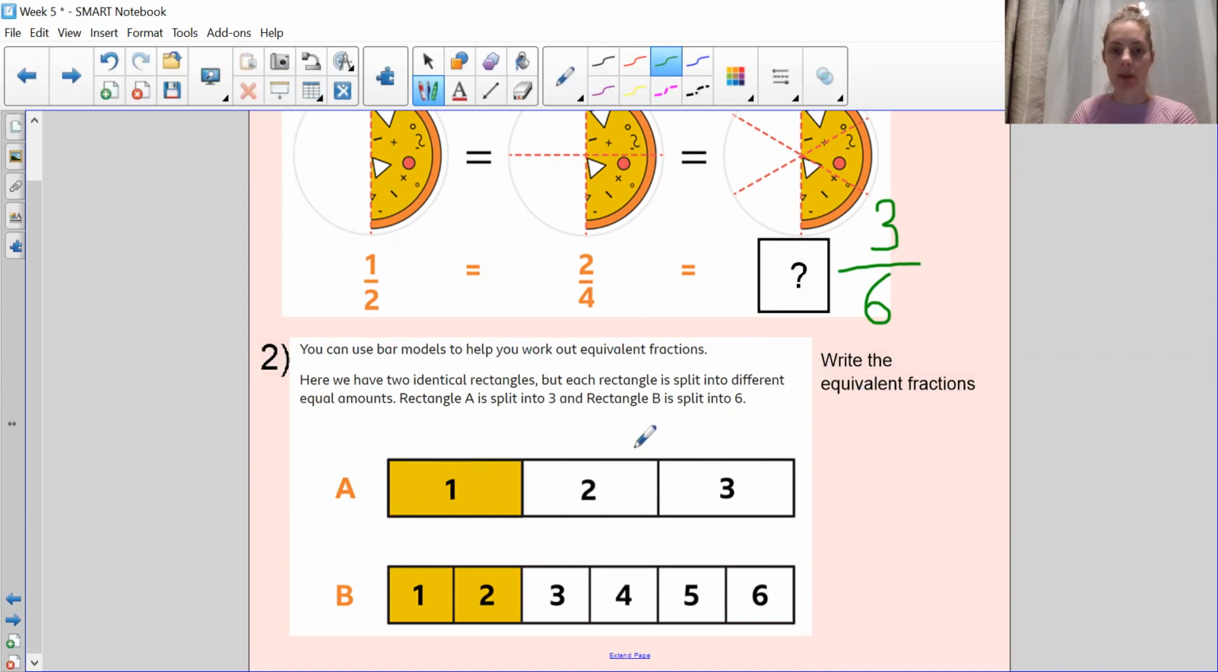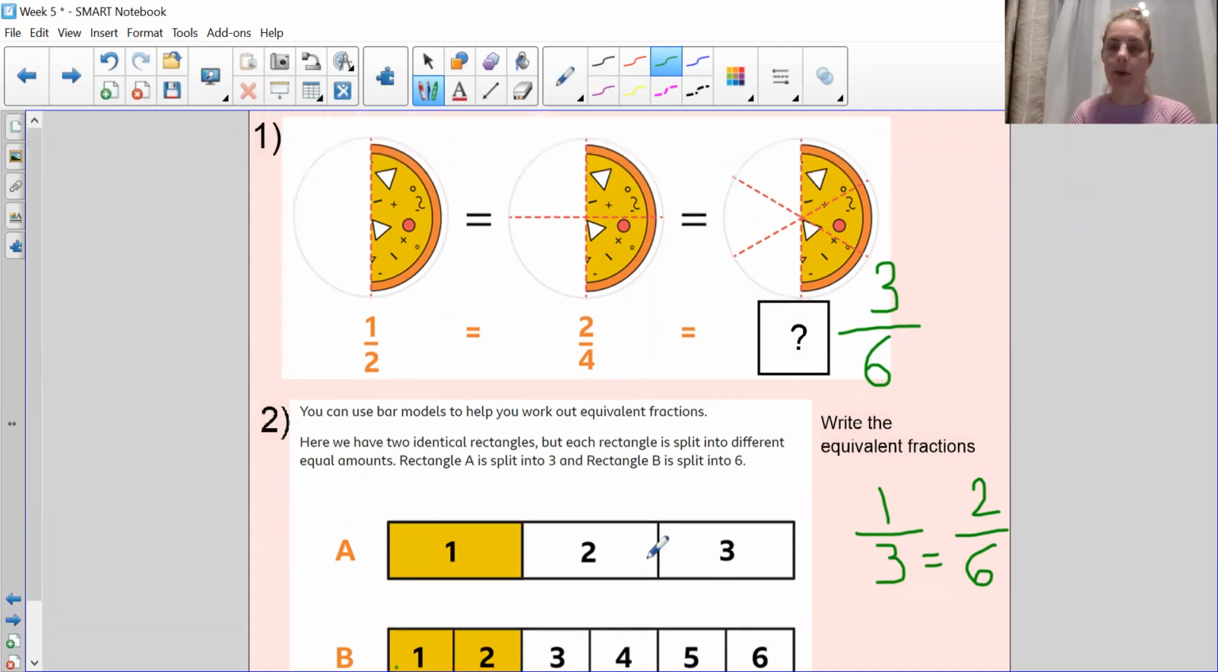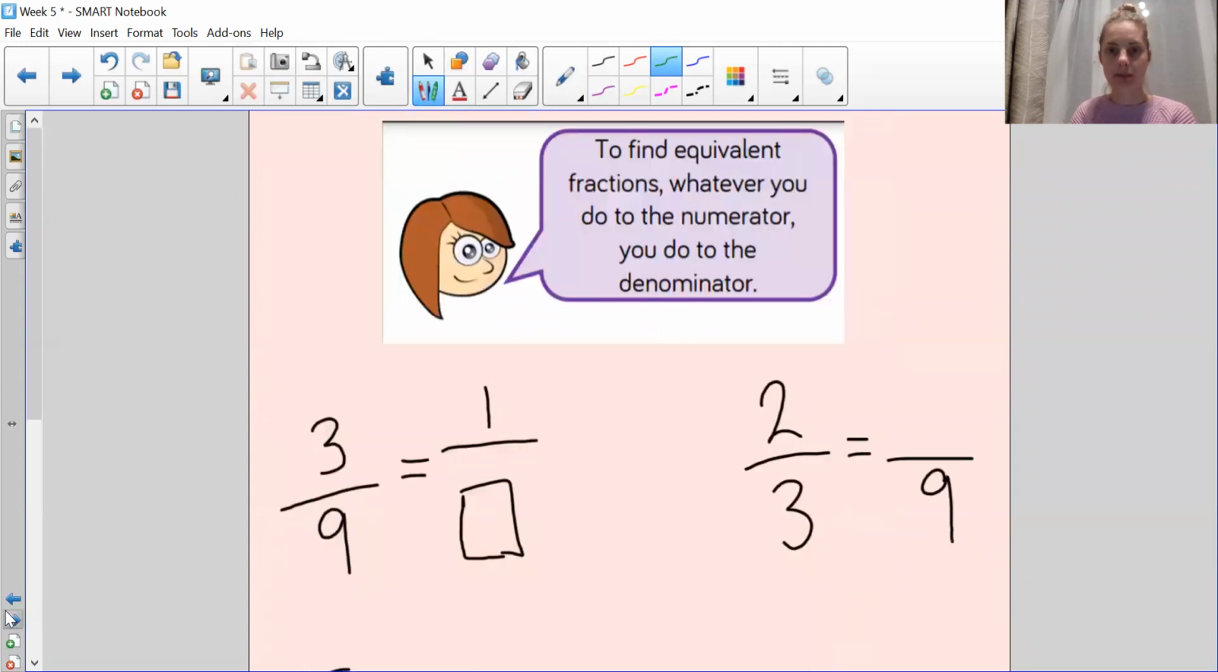Right, first of all, this shaded part, I have one piece that has been shaded out of how many? 1, 2, 3. So I can write 3. And here for B, I've got 2 parts that have been shaded out of 6. 1, 2, 3, 4, 5, 6. And therefore, they are equal. Okay, I've had the same amount that I've shaded. And so you can also do it as a bar model. So you can make a bar and you can divide it up. Okay, so those are just some ways that you can then show your understanding of equivalent fractions.